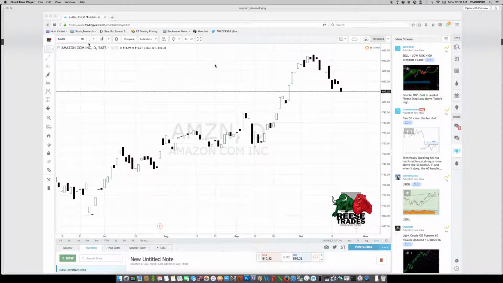We see a couple of things to point out. One, this chart is on a daily at the time of this screen capture. Two, the price action on this chart is at 810.32, and we also notice that there's this long line that goes across the screen here, right? Okay, so price is at 810.32.